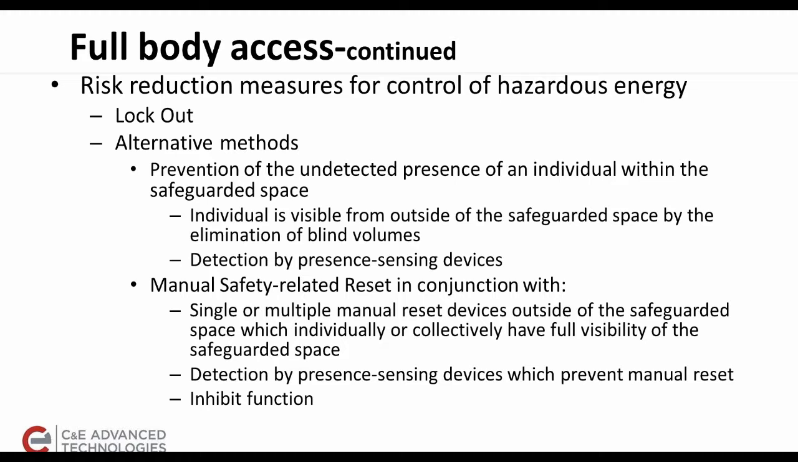We need to either eliminate blind volumes where an individual can't be seen from the outside, or add presence sensing to detection devices, which of course would indicate that there's an individual in there. The manual reset button then is used in conjunction either with single or multiple reset devices so that an individual attempting to do the reset has indeed full visual acuity of the entire safeguarded space and assures that there's no one inside. Obviously, we can also use the presence sensing devices, which would automatically prevent a reset in the control function. And then we can also do what we call inhibit functions.